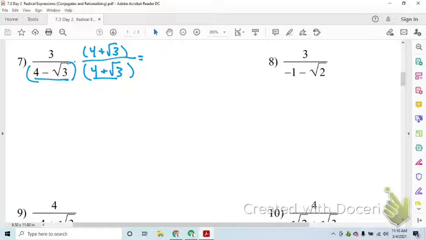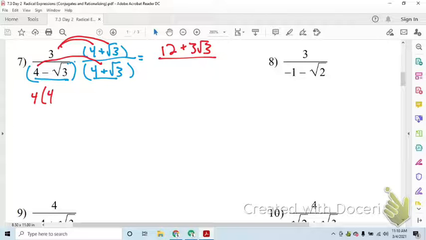Now, up top, this would be the easiest part. 3 times 4 is 12. 3 times root 3 is 3 root 3. Our numerator is done. Our denominator, once we multiply it out, is not going to have a root, and that's when we'll know that's done. So it'll be 4 times, so this times all that, 4 plus root 3. And then I have minus root 3, so this term right here, multiplied by all that as well.